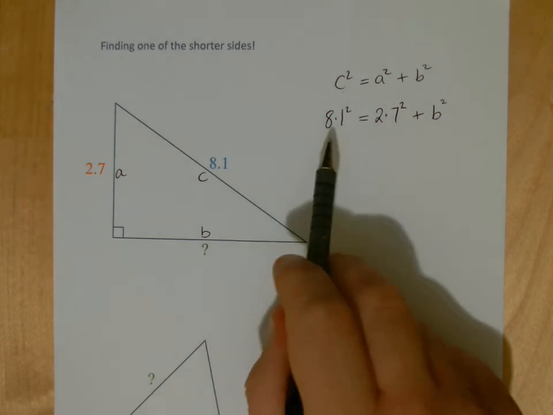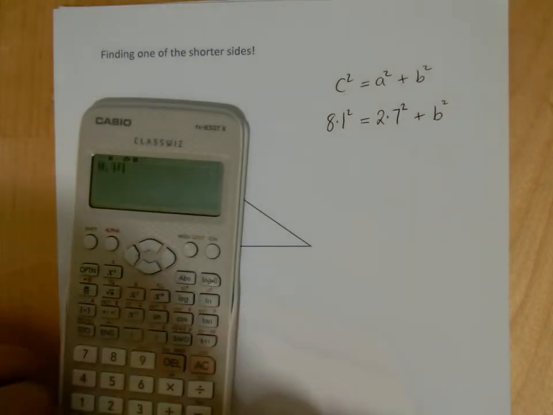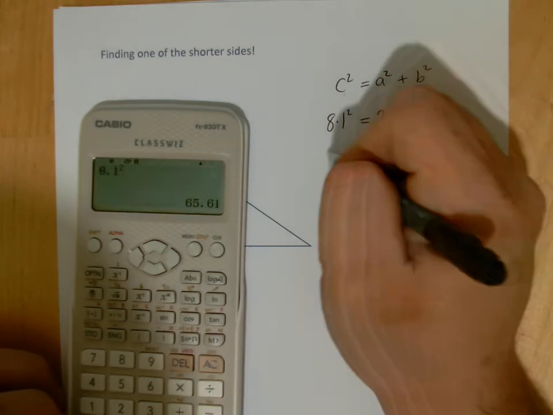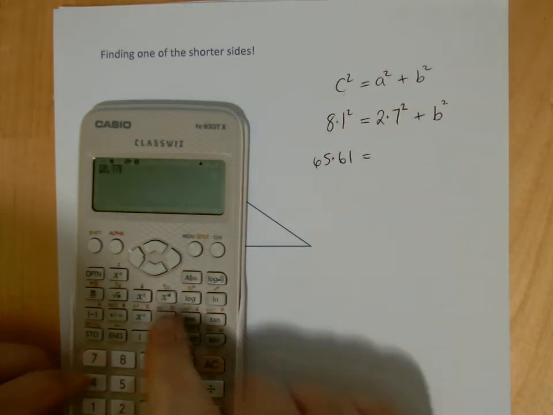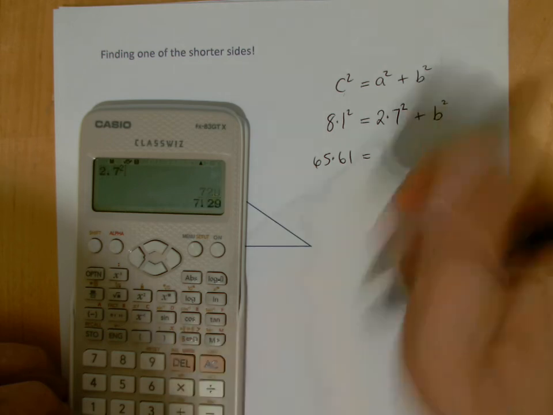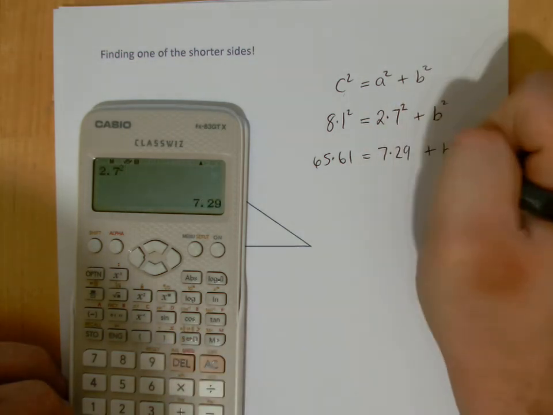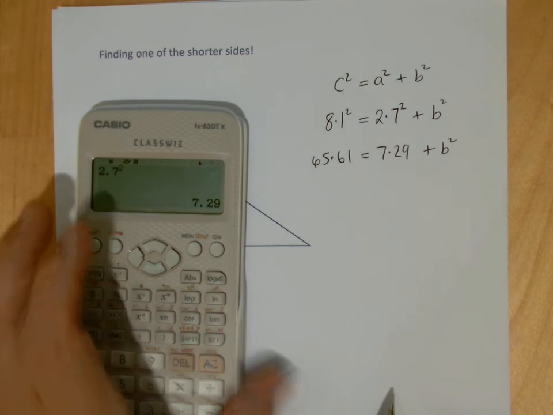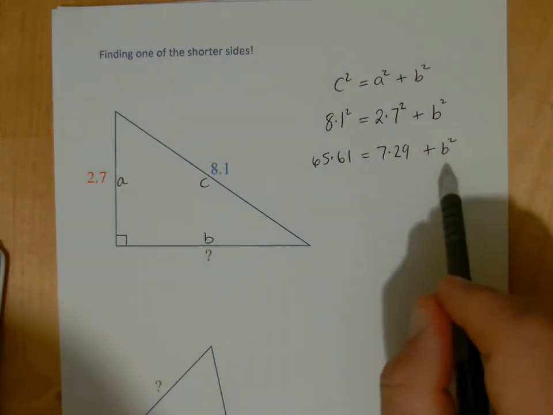So what I could do then is I could work out both of these. I could do 8.1 squared is equal to 65.61. 2.7 squared is equal to 7.29, plus B squared. Now I want to get B, remember, that's what I'm trying to work out.